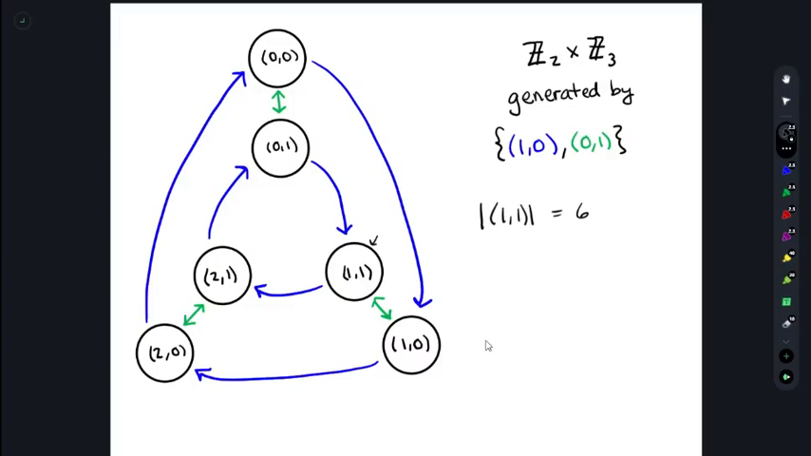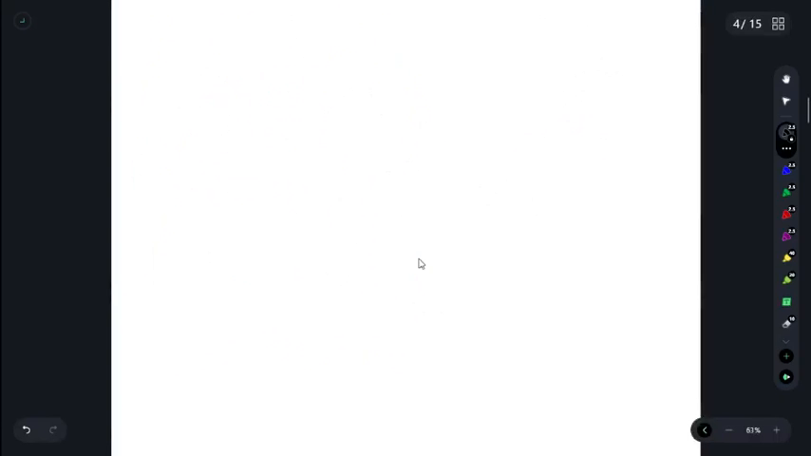Now, versus, and I'm just going to do a different slide. There's not going to be much here, but hopefully you have these on the whiteboard that you can look at. If you look at the order of 1, 1 in your diagram for Z2 cross Z2.